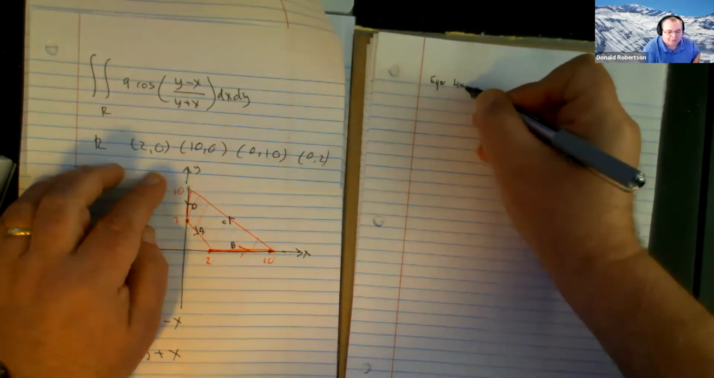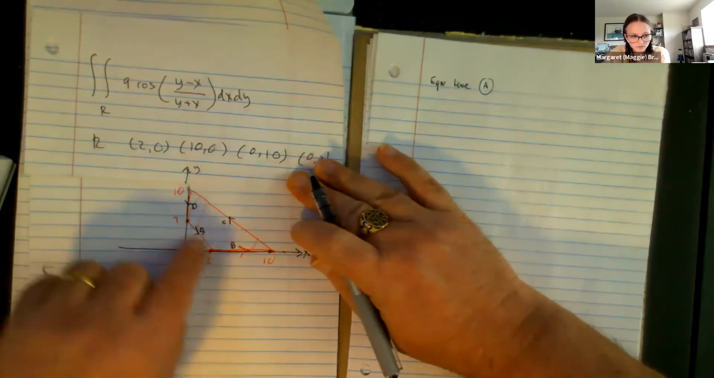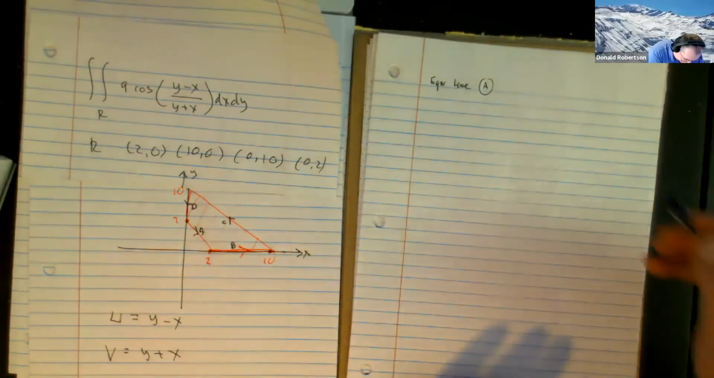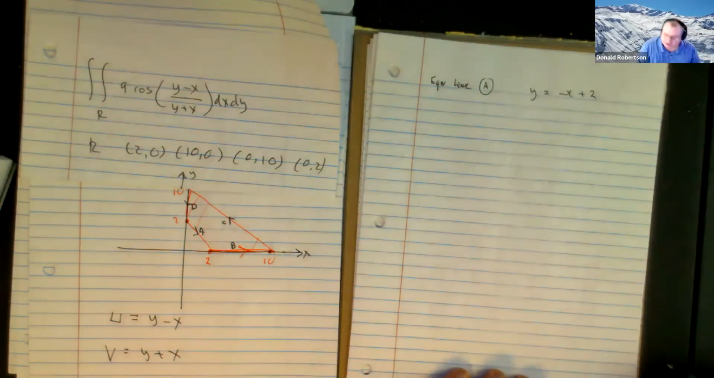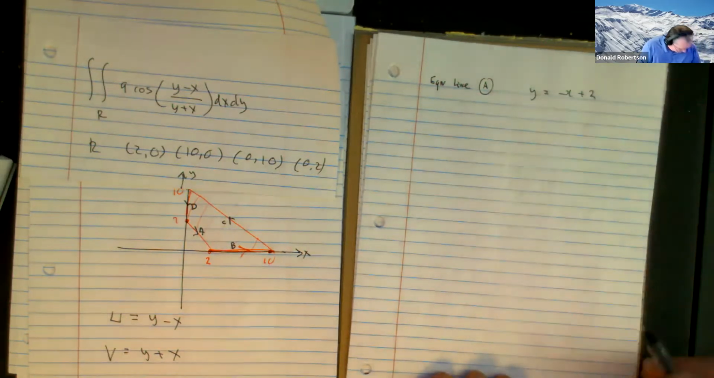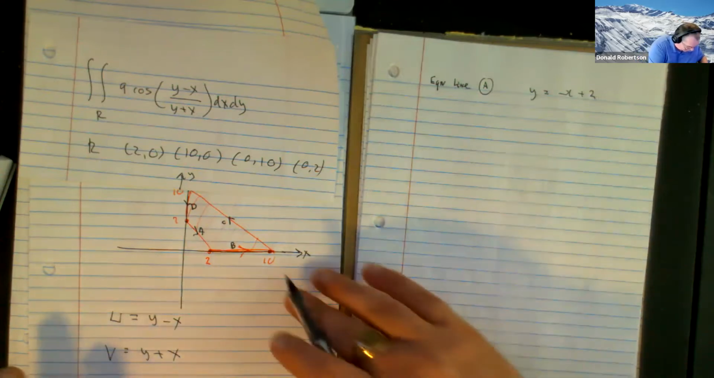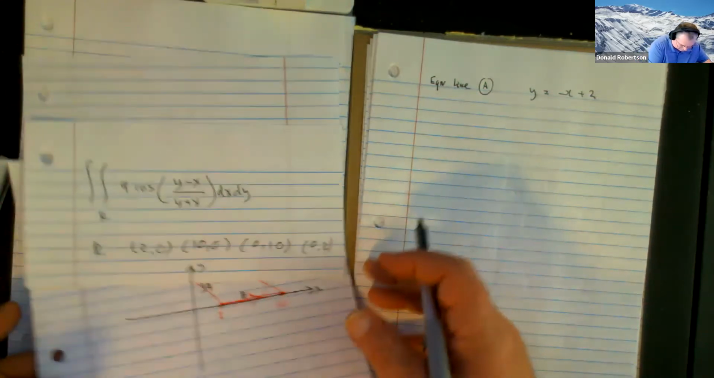What's the slope of A? -1. And would you agree it passes through the y-axis at 2? So would you agree that's its equation? Okay. Now, I need to turn this into u's and v's.